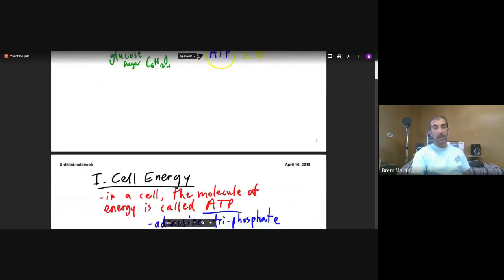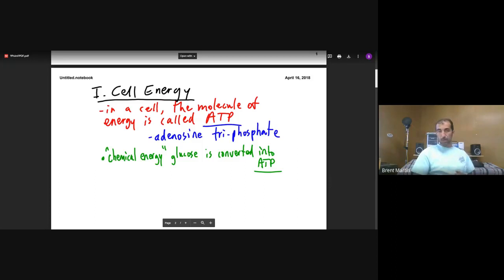You have to have ATP. Now, what does the cell need energy for? Well, excuse me. In a cell, the molecule of energy is called ATP, and you do need to know that ATP stands for adenosine triphosphate. Sometimes on the test, they'll list adenosine triphosphate as an answer choice, and they expect that you know that means ATP, the molecule of energy in a cell, right?